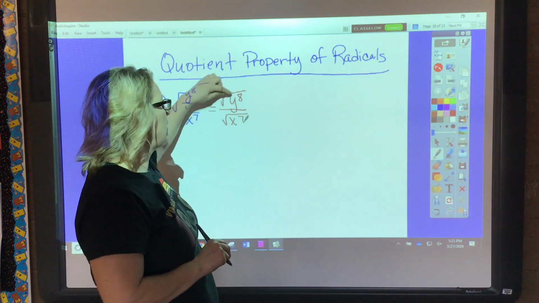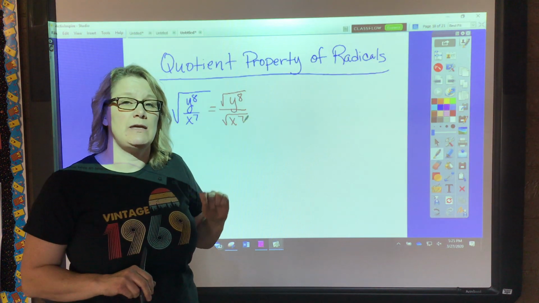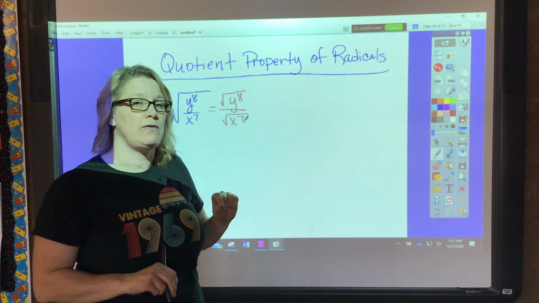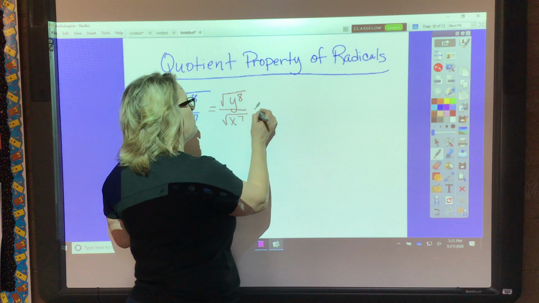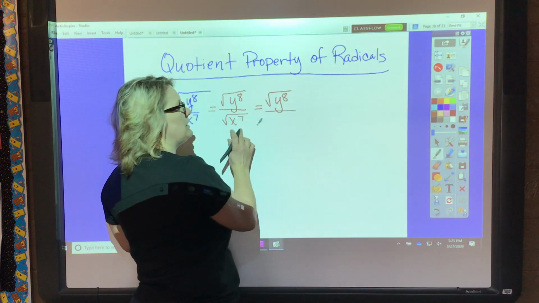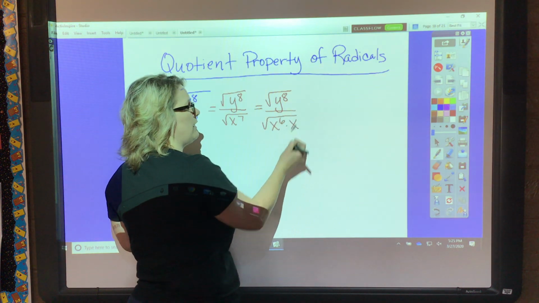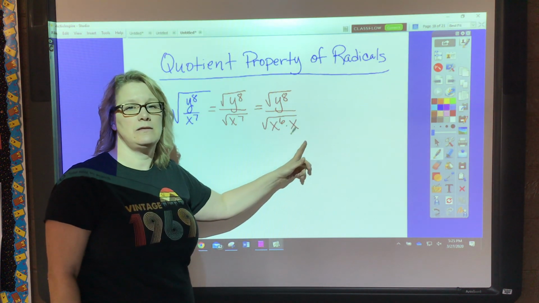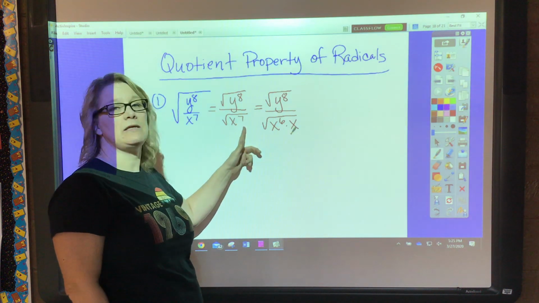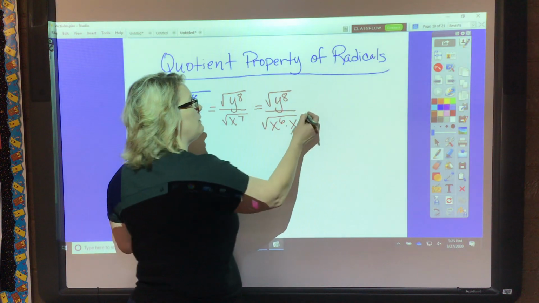If we have a power that the index does not go into evenly, we're going to work with that and rewrite it. So right now I still have the square root of x to the 7th, but I'm going to change this into the square root of x to the 6th times x. X to the 6th and an x still equals x to the 7th. Now I'm going to simplify whatever I can.